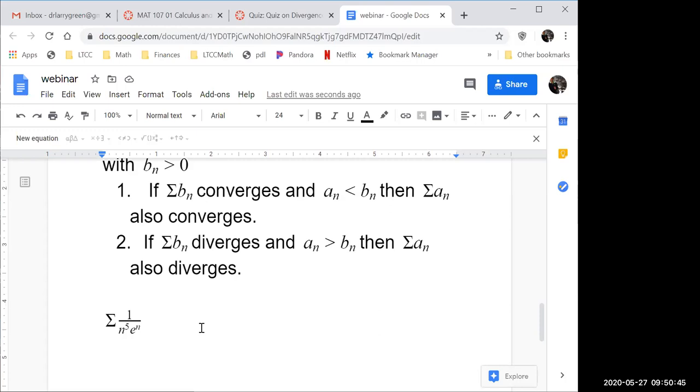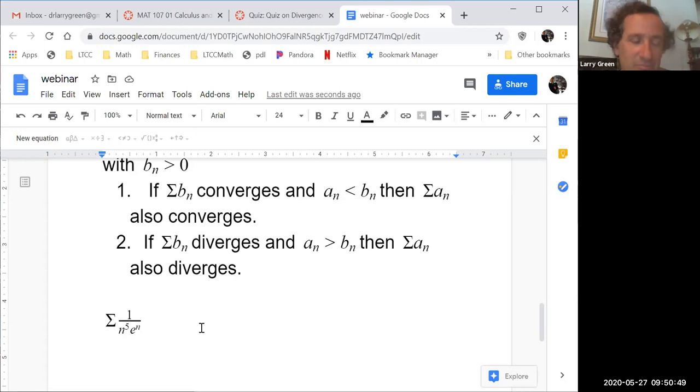We could compare 1 over n to the 5th, or 1 over e to the n. Okay, I think I'll do 1 over e to the n because that's different than what I did in the other example. But you could do 1 over n to the 5th if you want. I purposely gave this one so I can talk about both. So if you did 1 over n to the 5th, you do it using a p-series test. But I'm going to do 1 over e to the n.